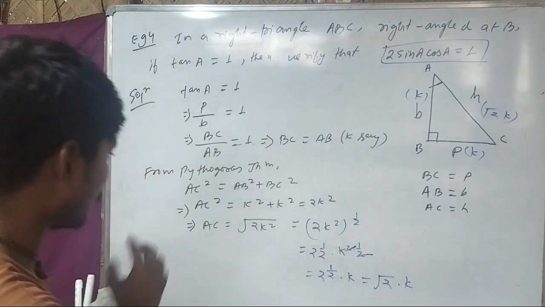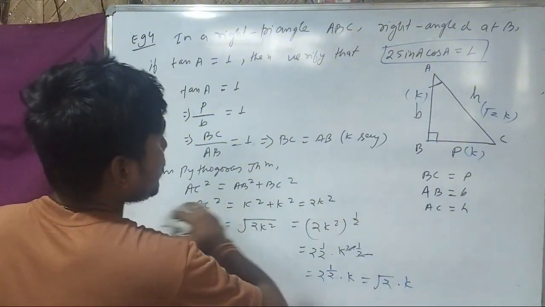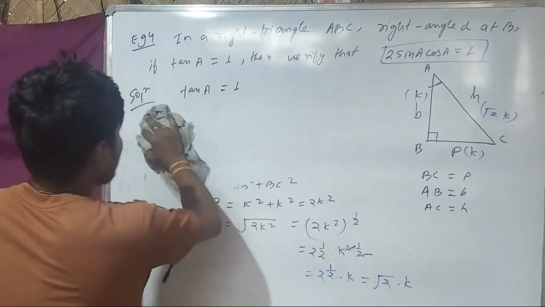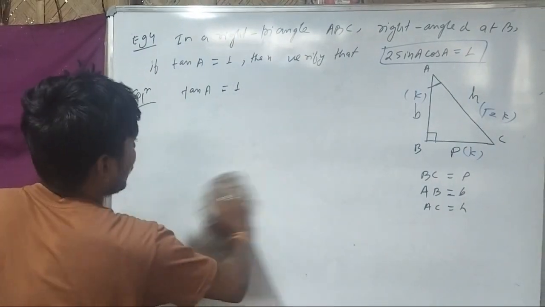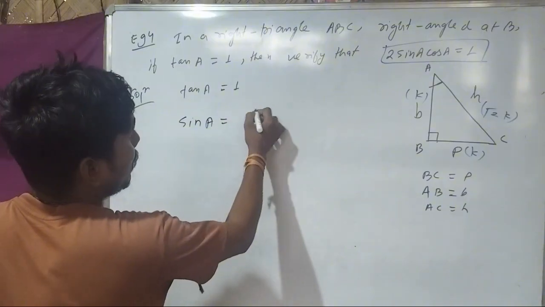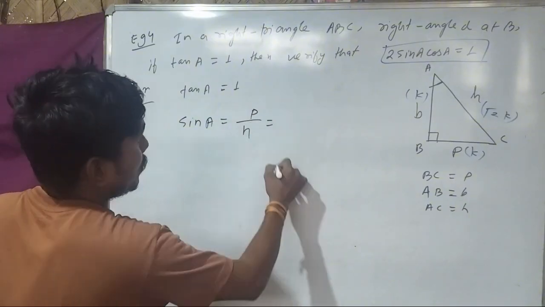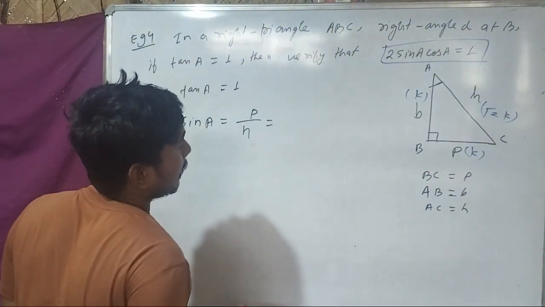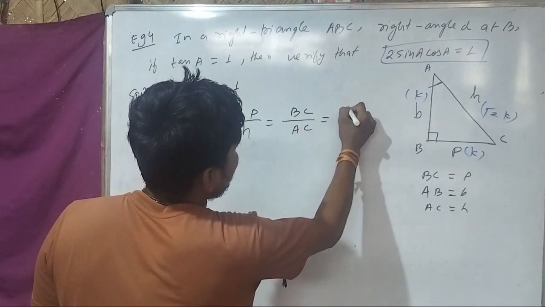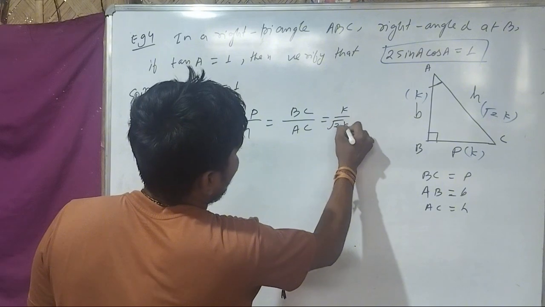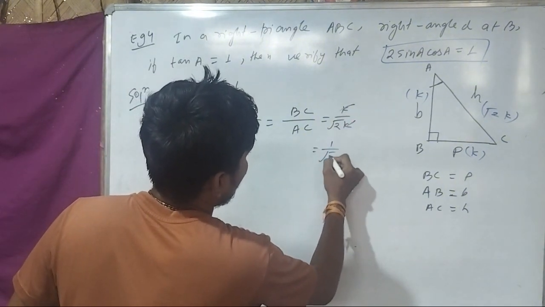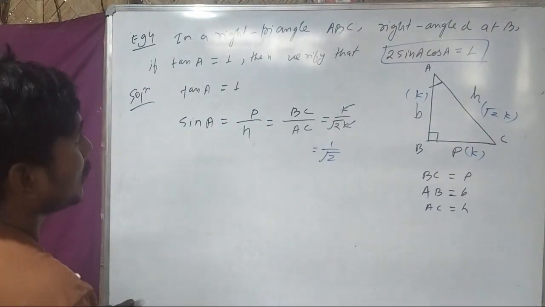Now we get all the sides. Now we have to find sin A and cos A, then we can verify. What is the value of sin A? Sin A means perpendicular by hypotenuse. With respect to angle A, the perpendicular is BC and the hypotenuse is AC. So BC is K and hypotenuse is root 2K. K cancels, and you get only 1 by root 2. Okay.